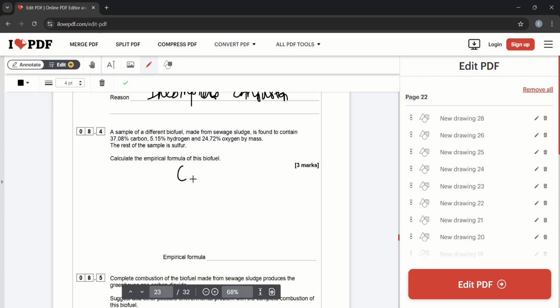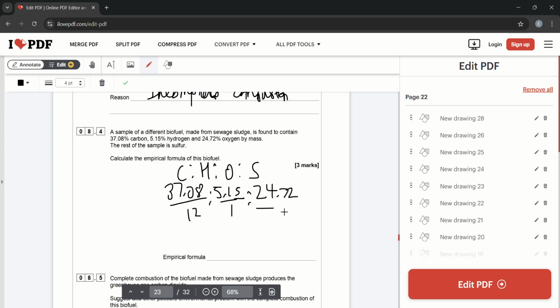So we've got carbon, we've got hydrogen, we've got oxygen, and the rest is sulfur. Find out the moles of carbon, mass over mR, so the percentage over 12, to 5.15 divided by 1 to 24.72 divided by 16 to sulfur.